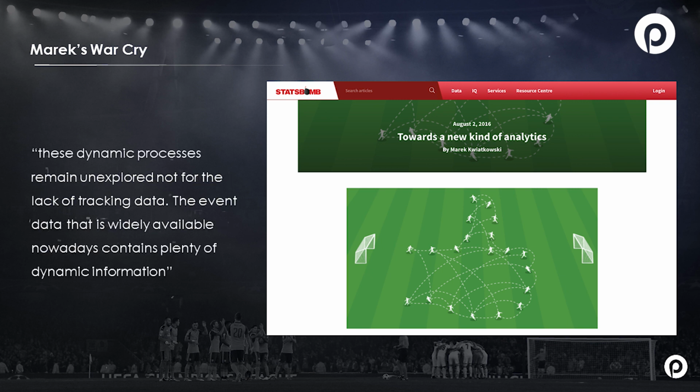And this obviously leads to, well, we need tracking data to achieve this. And Marek's suggestion is that there is a rich data source within the event data. So this resonated with me at the time and has inspired this presentation.